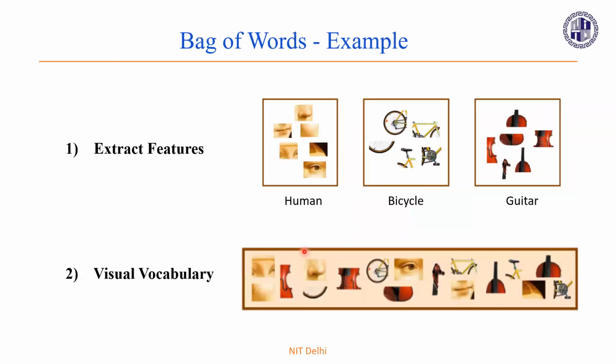Here, we are extracting features from every image. From the human, we have extracted these images. From the bicycle, we have extracted these images. From the guitar, we have extracted these images. Now we will create the visual vocabulary.